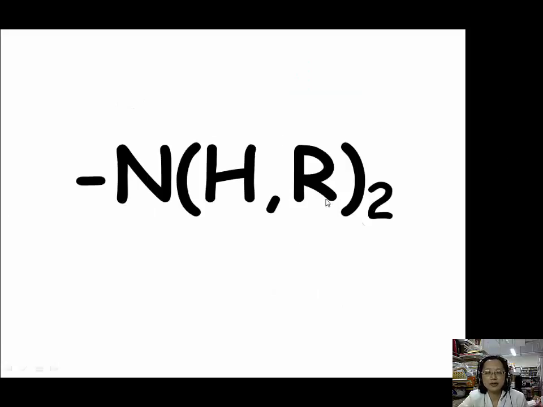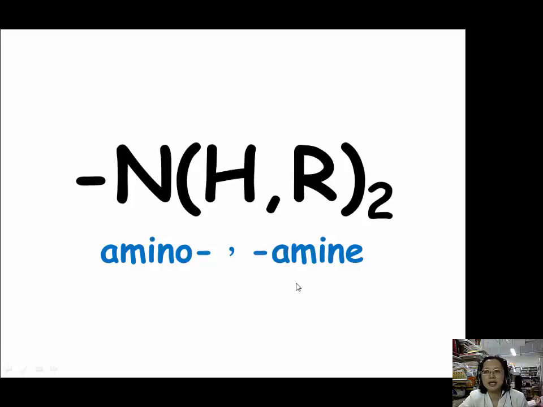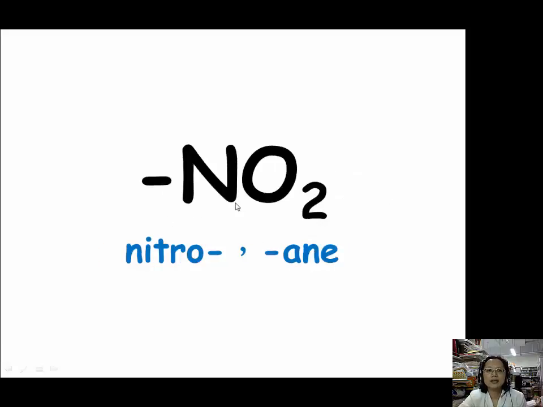Let's review what we just learned. For NH2 or NHR, we have the prefix amino and the suffix amine. For NO2, the functional group NO2, we have the prefix nitro and the suffix ane.